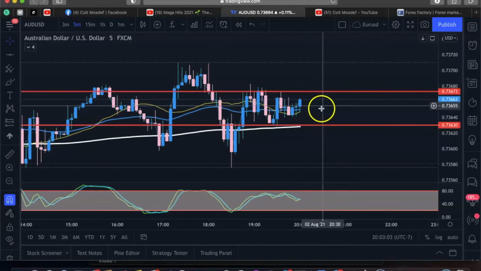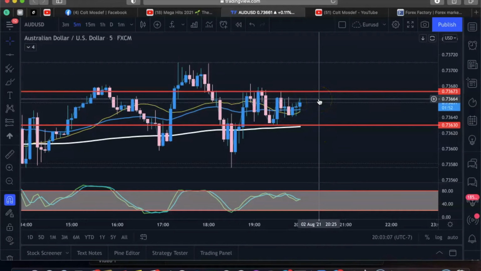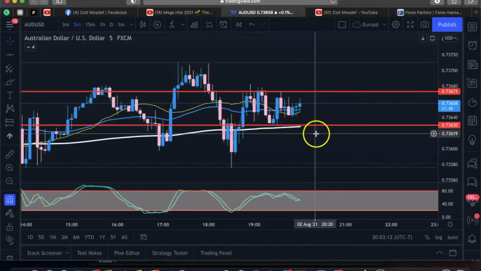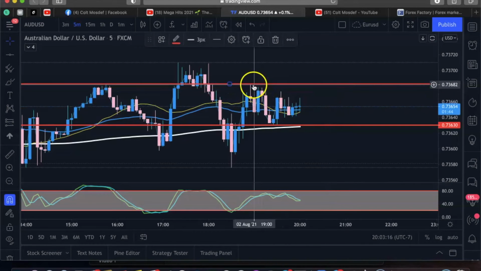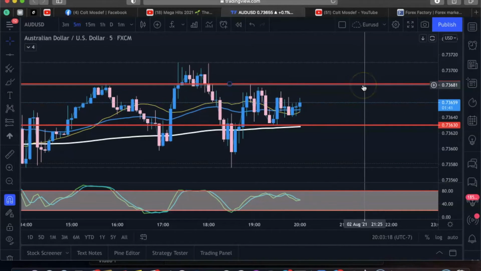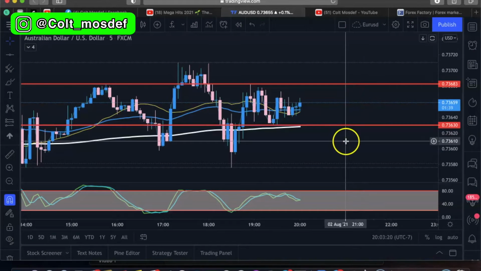Now you want to have your buy and sell stops a little bit further away from current market price, because we're close to price right here. It could shoot up, hit it, and then go down. So I'm going to have my buy stop at this resistance right here. I have a buy stop set right here and a sell stop set right here.